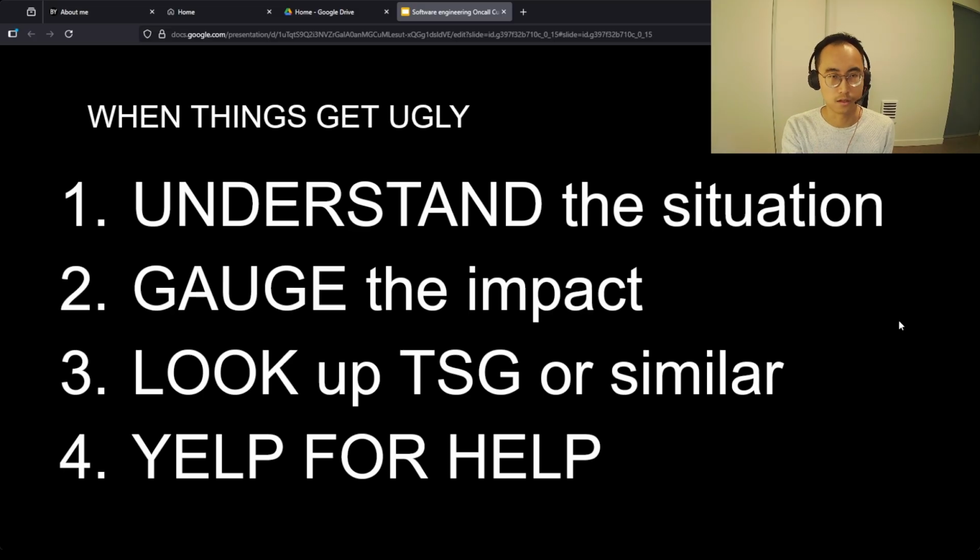And once you understand that, number two, you gauge the impact. There's a tension between the developers and customers, because you have to really be addressing the most important problem of the day.